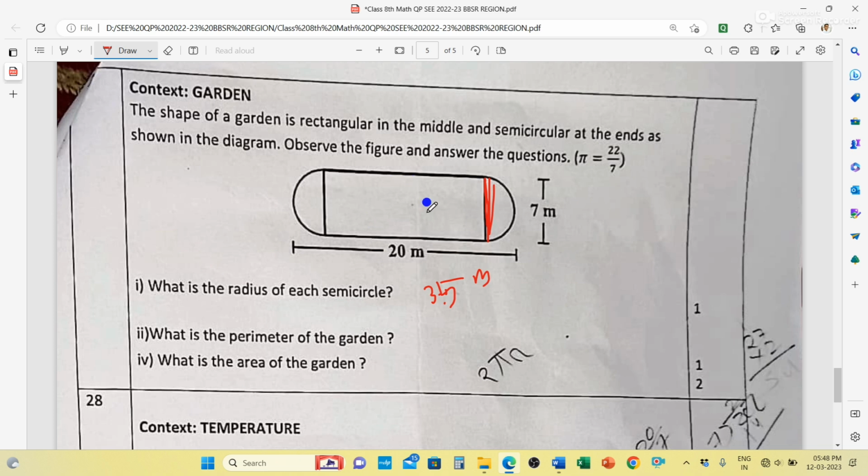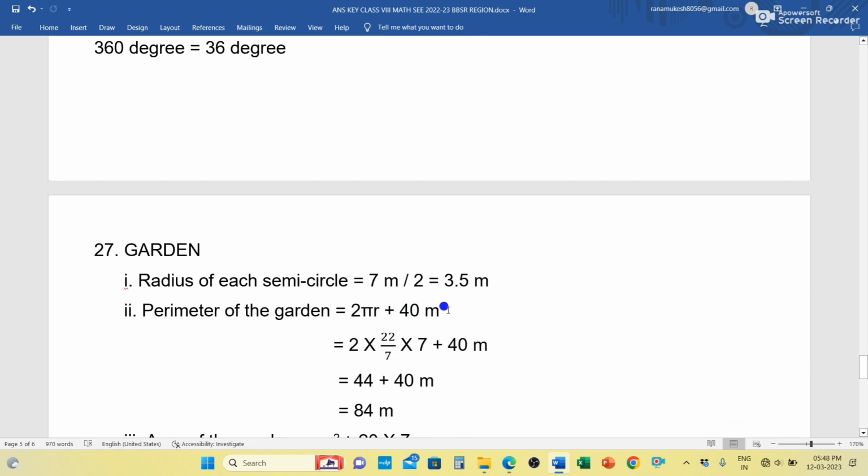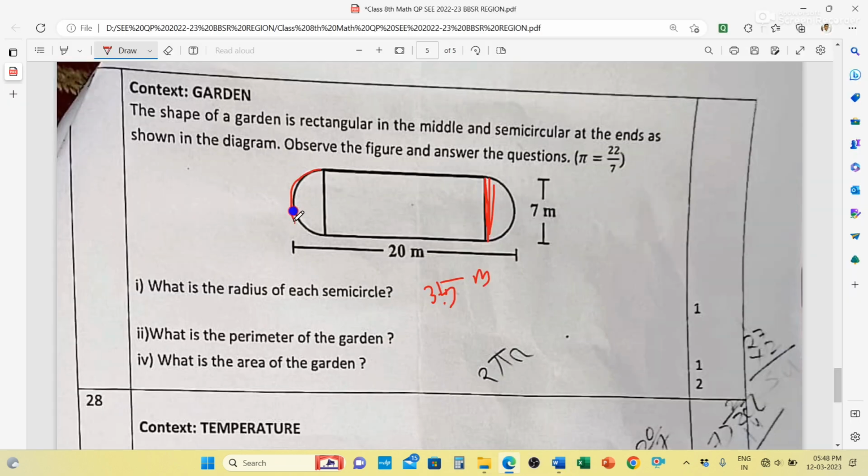Perimeter of the garden will be 2 pi r plus 40 meters. Why? Here this is pi r, because the perimeter of a semicircle means half the circumference. Full circumference equals 2 pi r. Half circumference equals pi r. So this is pi r, this is pi r, 2 pi r, plus this one 20 meters, this one 20 meters. So 20, 20, 40.